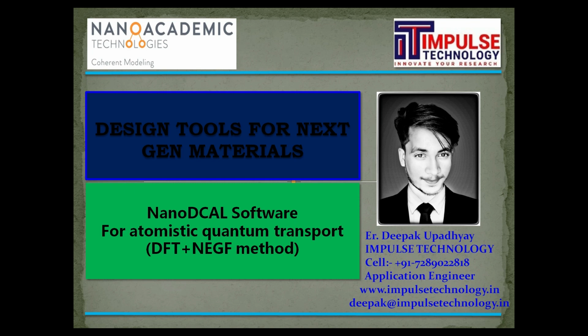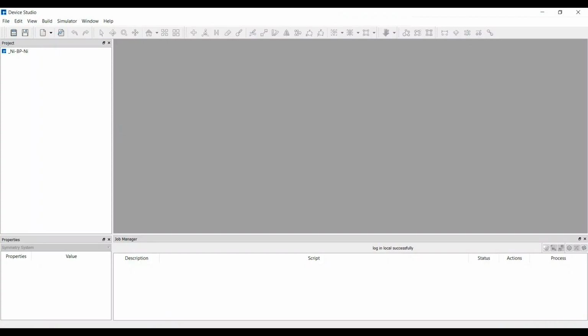In this video, I will show you how to calculate the electric transport property of a nickel-black phosphorus-nickel tunnel junction by using Nanodcal software. So let's get started. This is my Device Studio, a graphical user interface for this Nanodcal software, and this interface will help you to model the structure. You can do some modification and manipulation in your atomic structure and device structure as well.